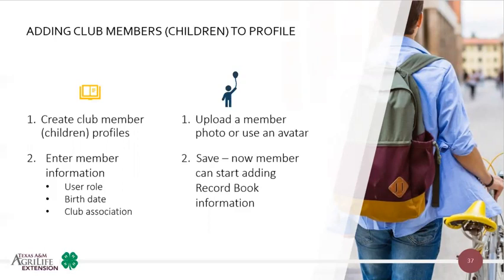So that's why you have the 4-digit PIN, so that restricts them from getting into other people's record books. So this is where, again, you enter that member, the 4-H member's information, their birth date, what club they're associated with. There's also a place that you can download a picture from your computer of them, or maybe even use an avatar, and there's a whole list of avatars. I'll show you that in just a moment. And then after they've entered their profile information, or you've set up their profile information, they can start adding their record book information at this point.